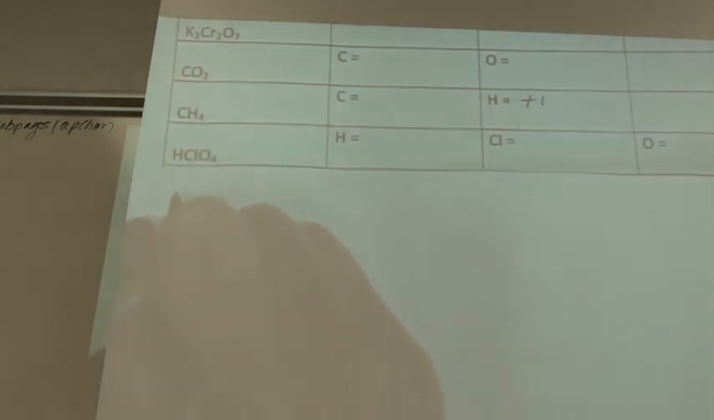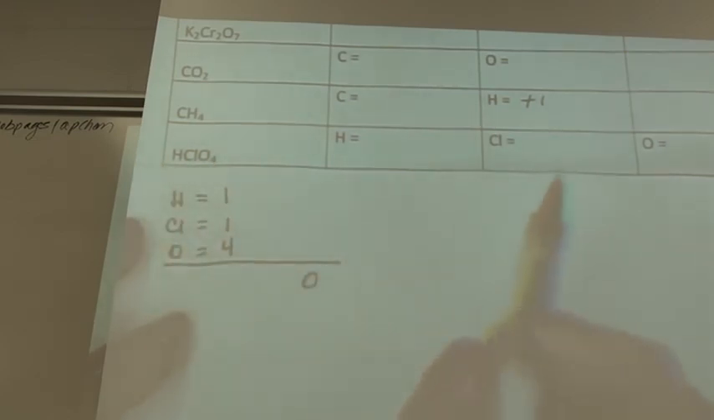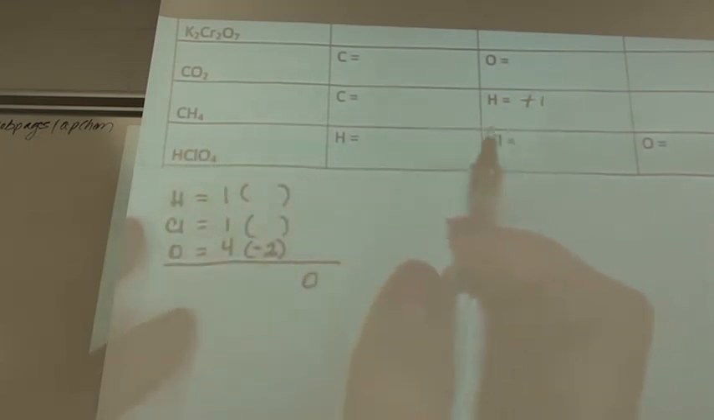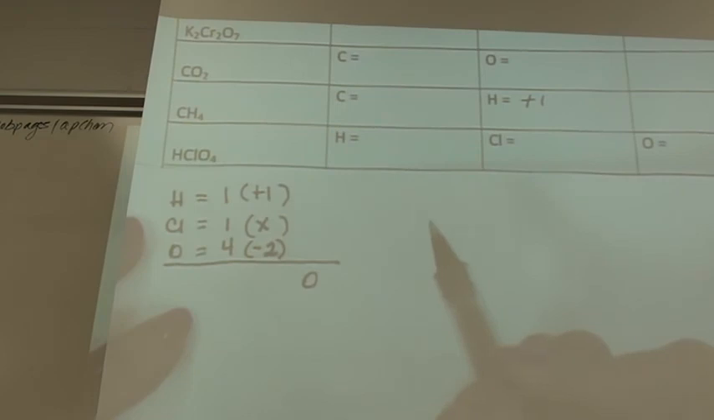HClO4, I see an H, a Cl, and an O. I'm going to count them. I see 1 hydrogen, 1 chlorine, and 4 oxygens. Is this a neutral compound? So it's going to add up to have a charge of 0. Now I'm going to put in my known oxidation numbers. I know the right-handmost is -2. Hydrogen is bonded in this compound to nonmetals, so it has a +1 charge. My chlorine is my x.